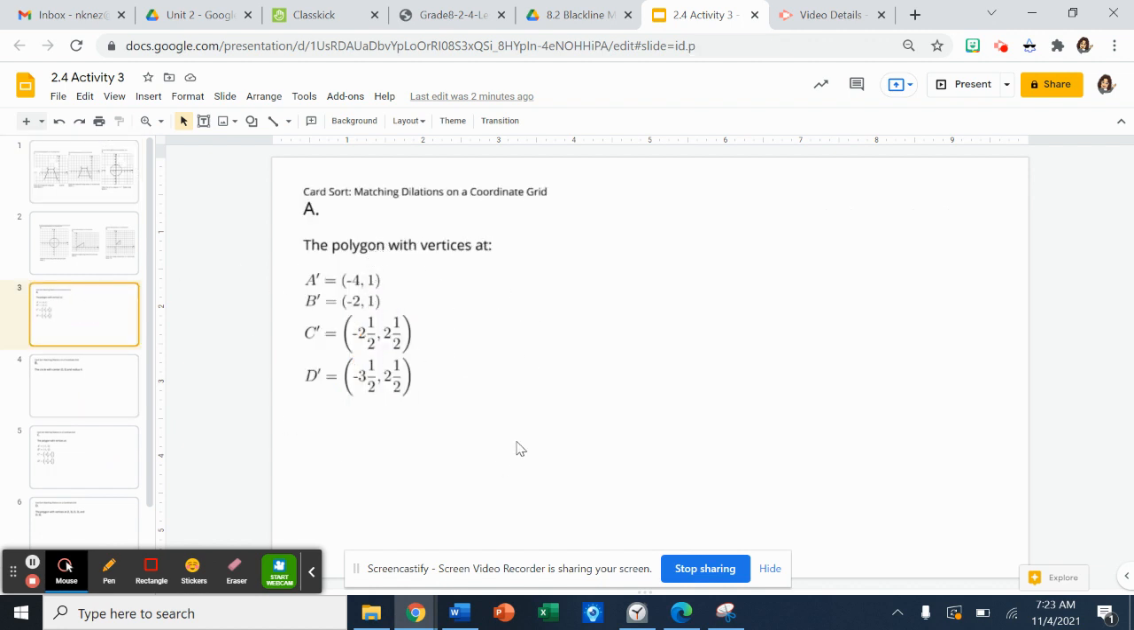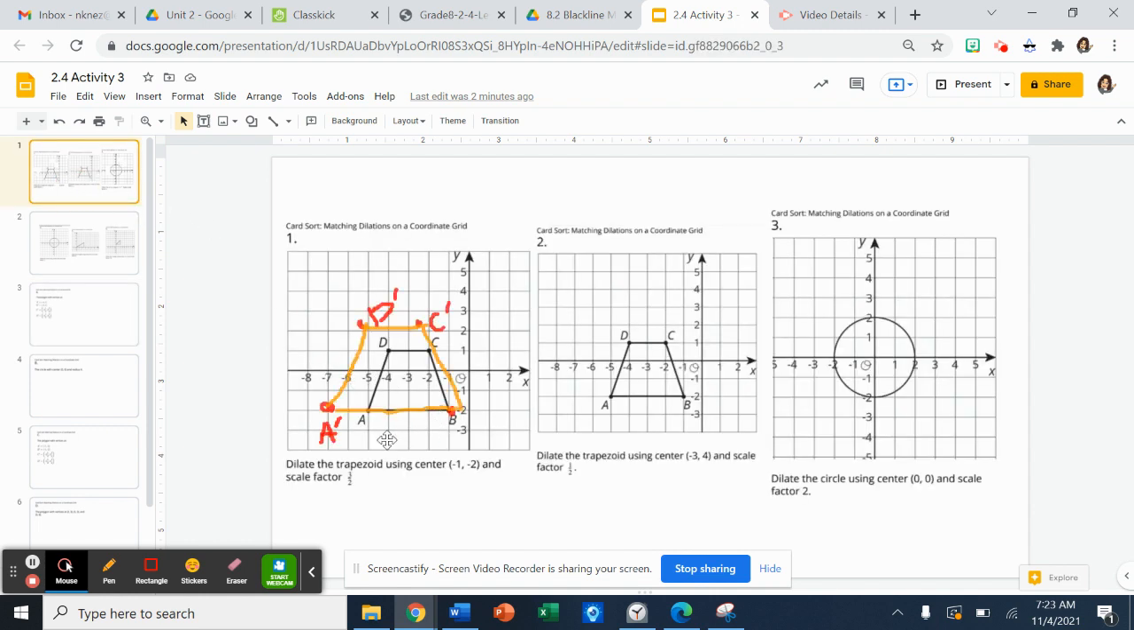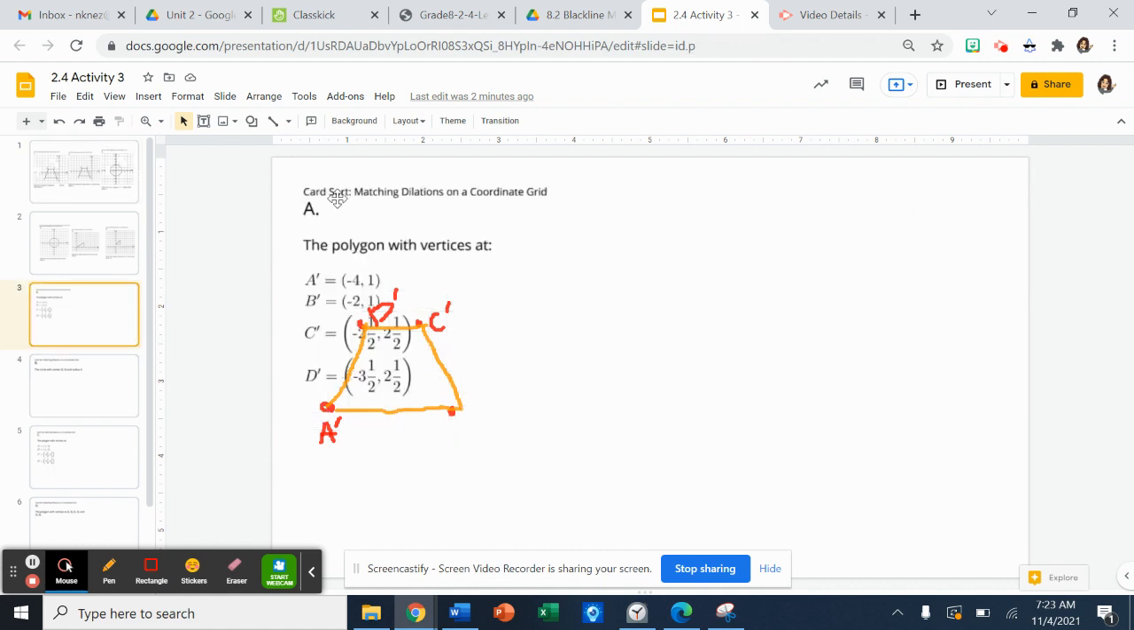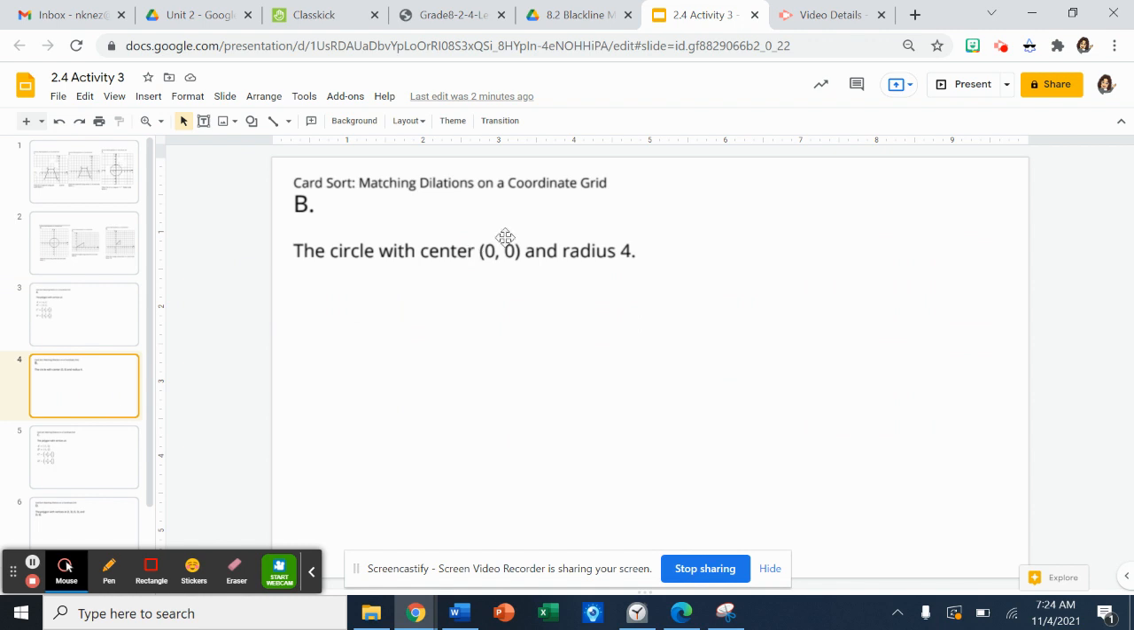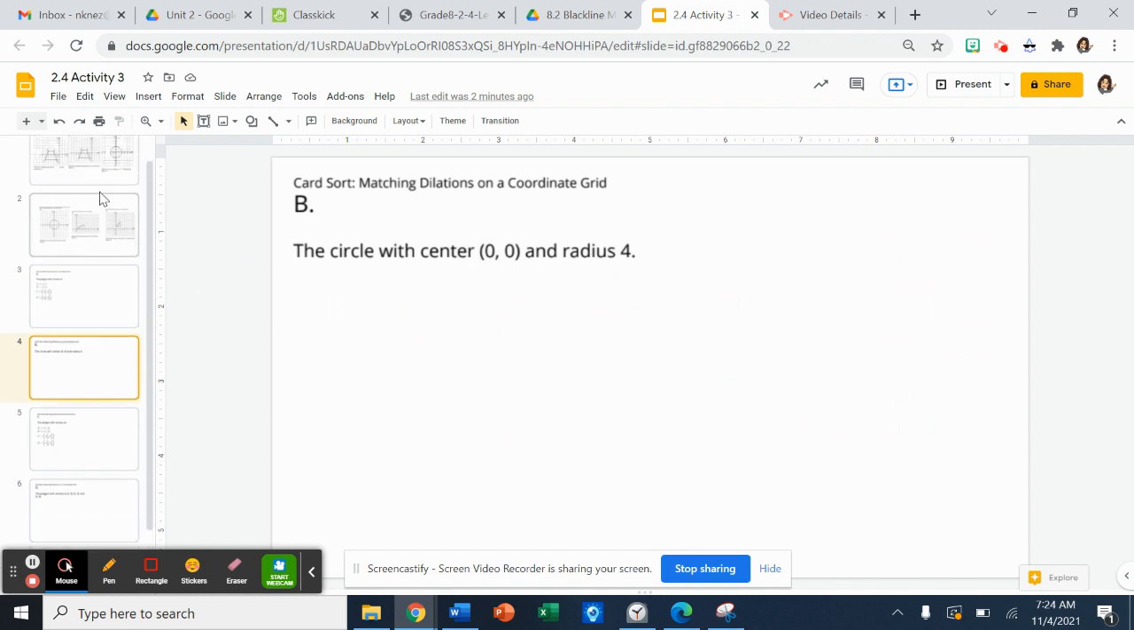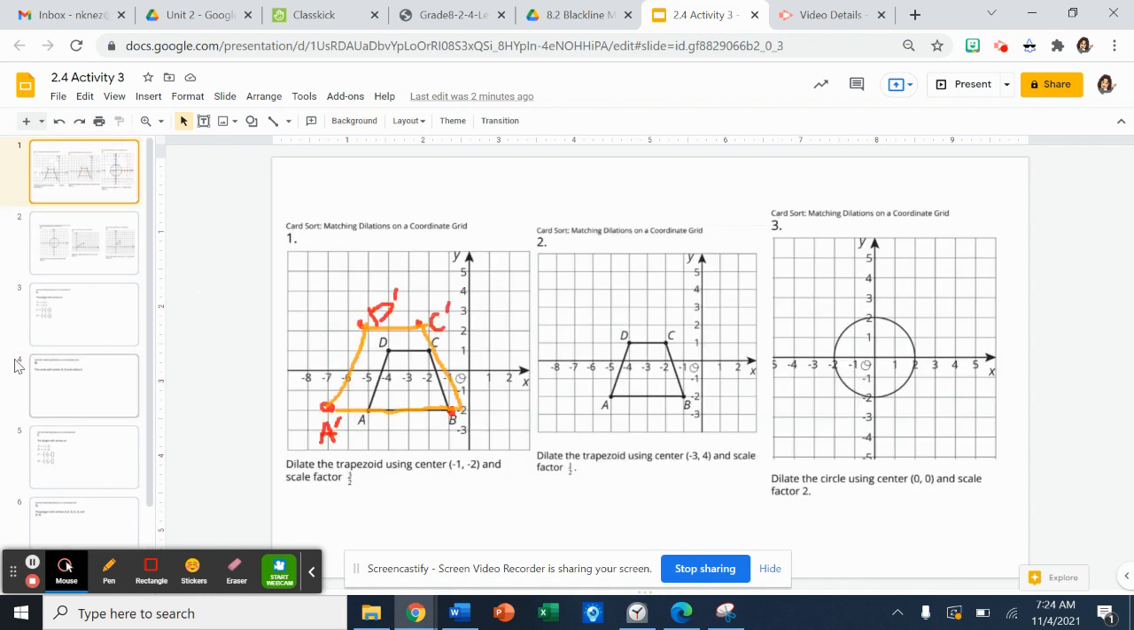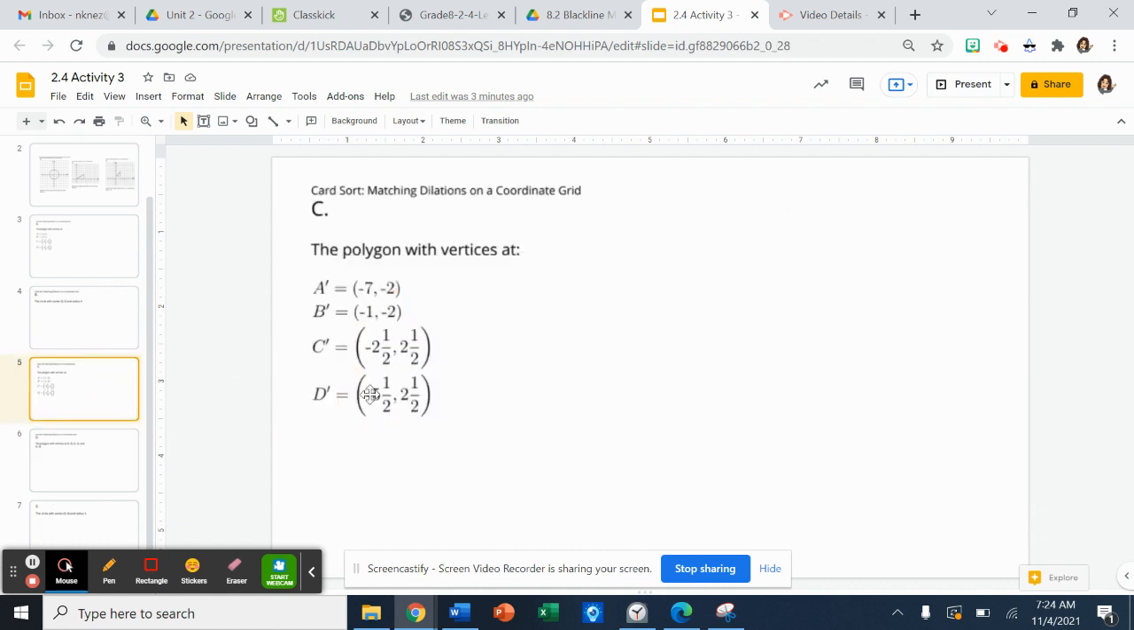So for example, option A says a polygon, and that's just a shape with straight sides, more than 3 sides, with the vertices at (-4, 1). Well, let's check whether A prime was at (-4, 1). Well, that's not card 1. We know that in card 1, A prime is not ending up at (-4, 1). So it couldn't be option A. B says a circle. Well, we didn't end up with a circle when we performed the dilation on card 1, so it couldn't be card 1.